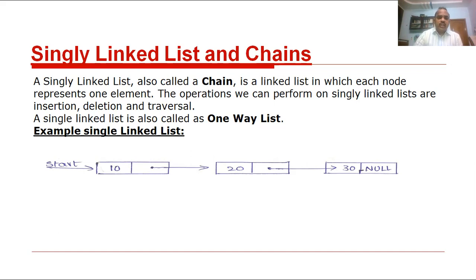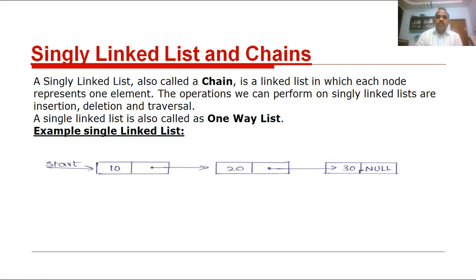Then a single linked list is also called a one-way list. For example, this is the start, this is the next node, and the next node. This is called a one-way list. The arrow indicates the direction from start, to the header node, to the next node, to the last node. That's why this is called a one-way list.